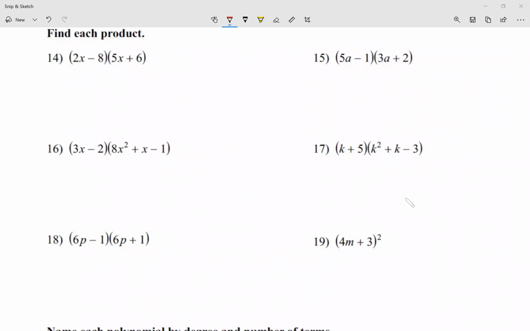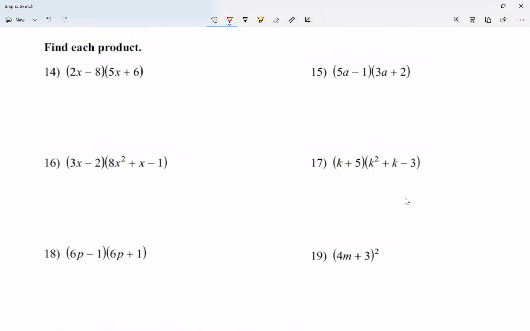Okay, so now we're going to learn how to multiply. I'm going to multiply, to begin with, a binomial with a binomial, right? 2 terms times 2 terms. But I'm also going to multiply a binomial with a trinomial, right? We talked about the names before. So let's see.